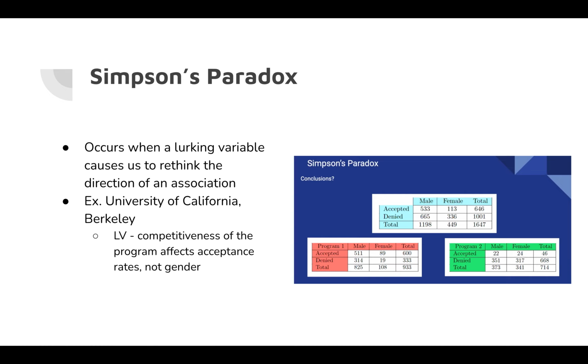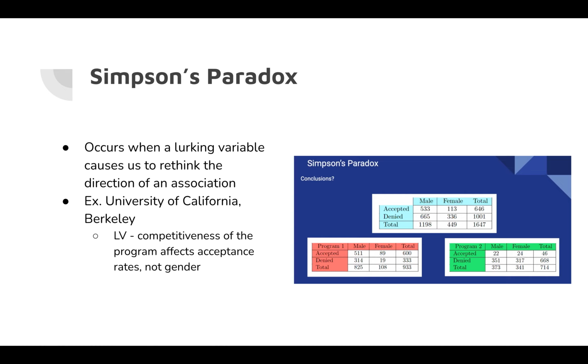Here is a quick example of Simpson's paradox from Berkeley. In 1973, they thought that they had discovered that they were rejecting a significantly higher proportion of female applicants compared to male applicants when they looked at the total acceptance rate based on gender. However, when they broke it down by programs, they saw the opposite. Females actually had a higher acceptance rate over males.